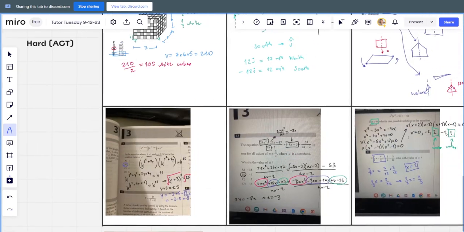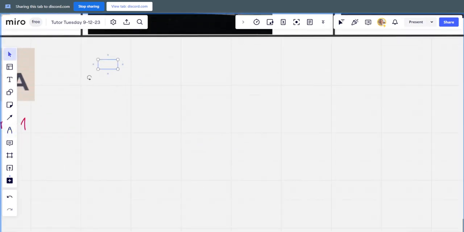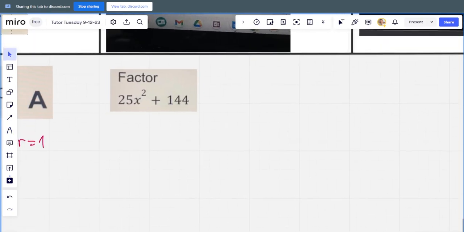I need to expand this grid, I guess. It's time for just a few more. Looks like some nice algebra problems. Next, we're asked to factor 25x squared plus 144. All right, you guys must be really enjoying these bonus problems. Difference of sums. Let me see.